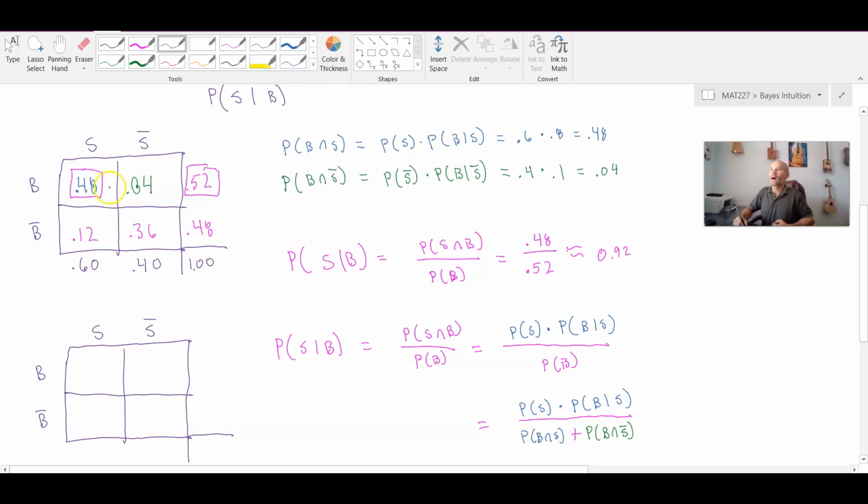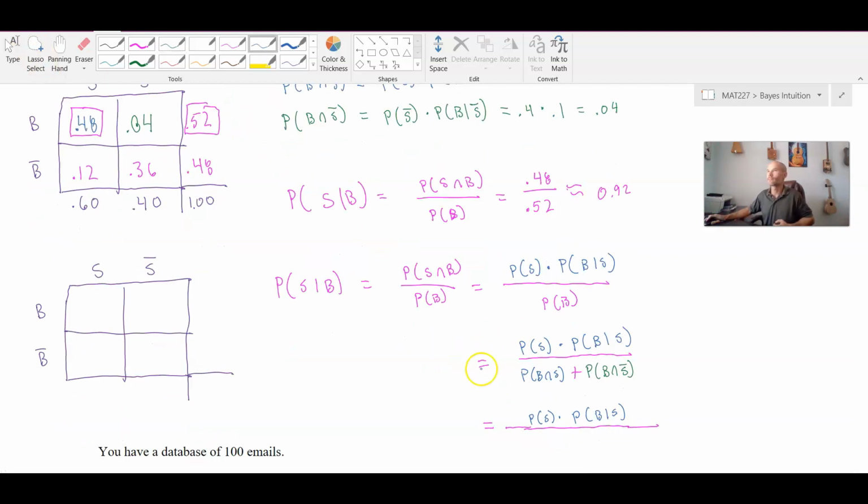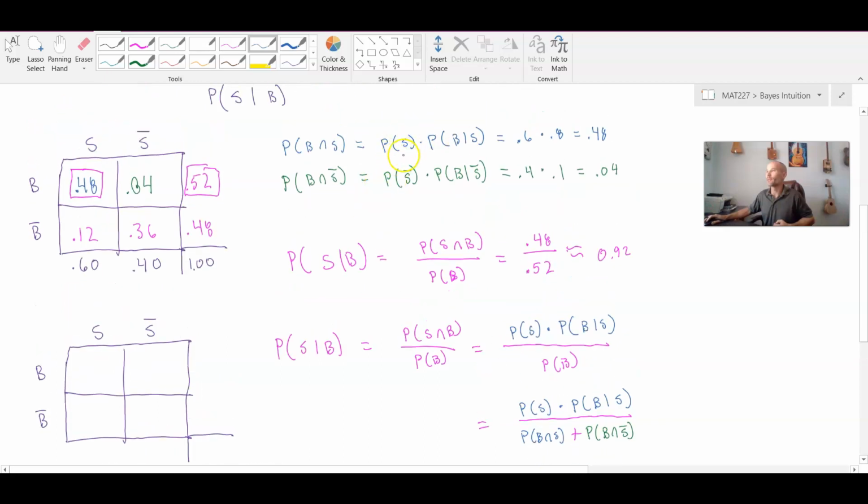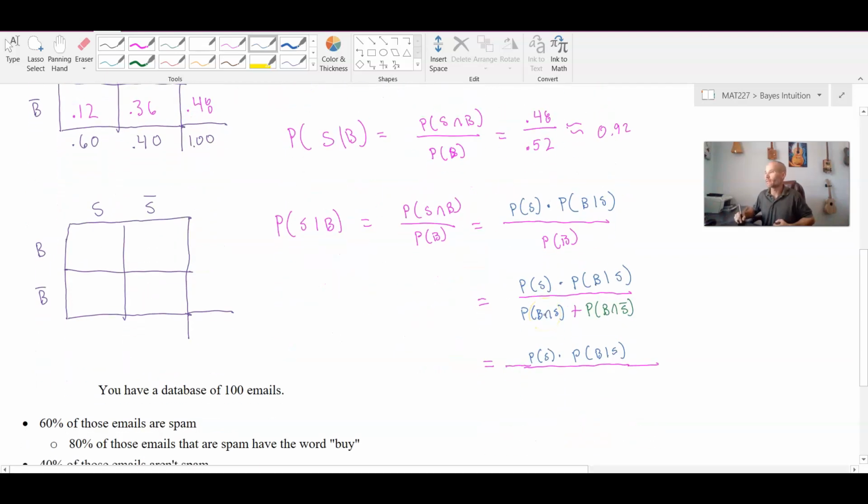But these two values were not originally given to us. We had to calculate both of these, and we know how we calculated those. We calculated those by these two formulas based on the information that we were given. So let's go ahead and rewrite this one more time. So the probability of B and S is equal to the probability of S times the probability of B given S. So let's go ahead and replace that. Probability of S times the probability of B given S. Now if you notice, these are all things that were originally given to us in the problem.